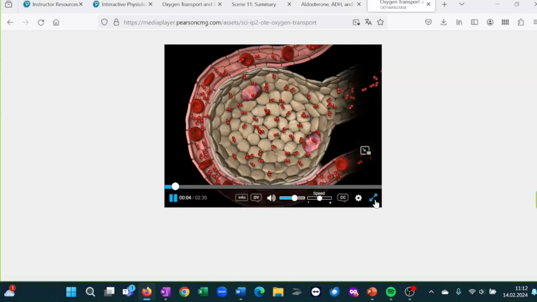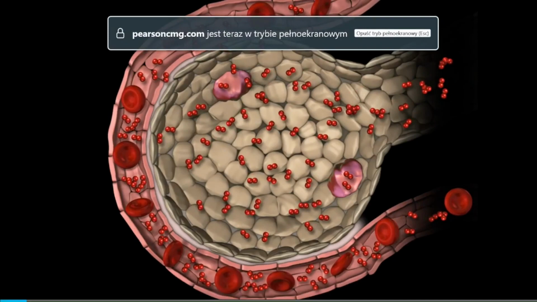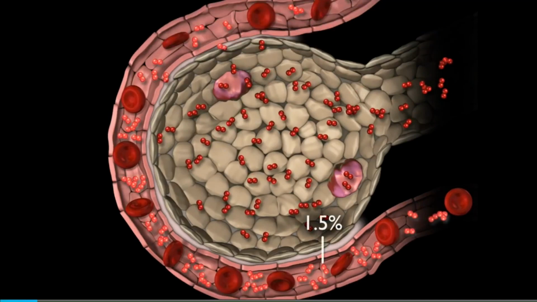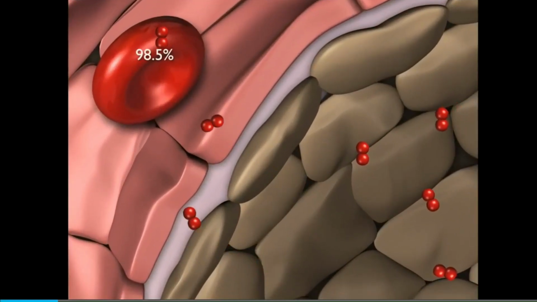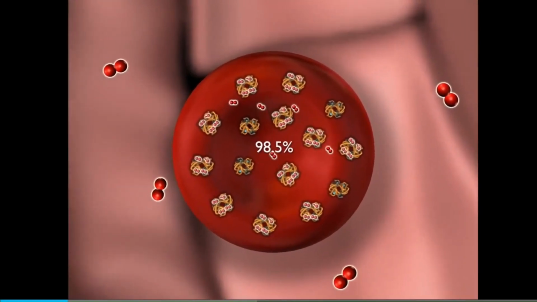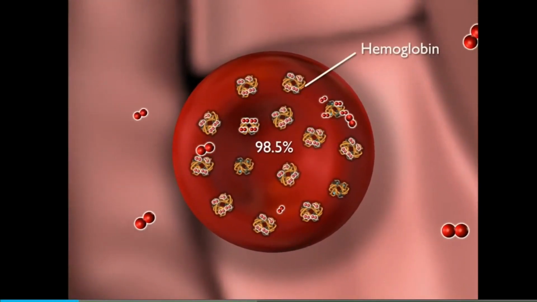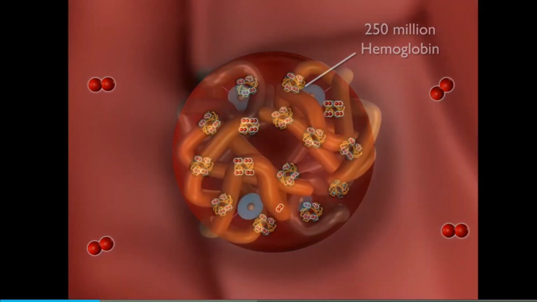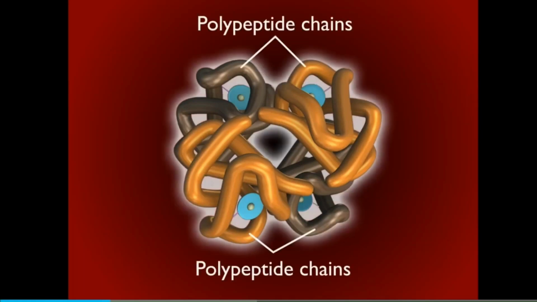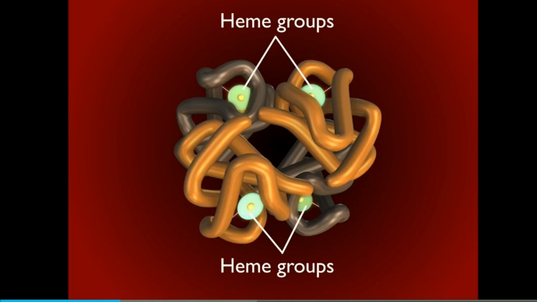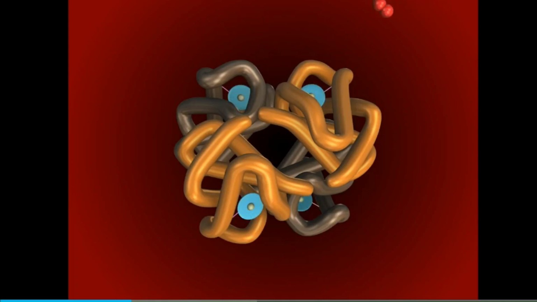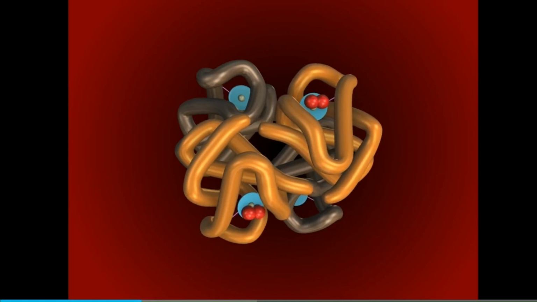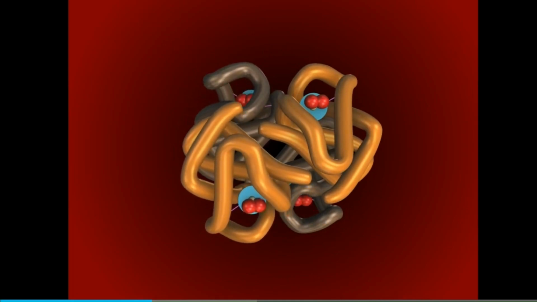Blood from the lungs to the body tissues. Oxygen is poorly soluble in plasma, and only about 1.5% of the oxygen carried by blood is dissolved in plasma. The remaining 98.5% diffuses into red blood cells and combines with hemoglobin. Each red blood cell contains approximately 250 million hemoglobin molecules. A hemoglobin molecule consists of 4 polypeptide chains and 4 iron-containing pigments called heme groups. Each iron within the heme group can reversibly bind to 1 oxygen molecule. Therefore, each hemoglobin molecule can transport up to 4 oxygen molecules.